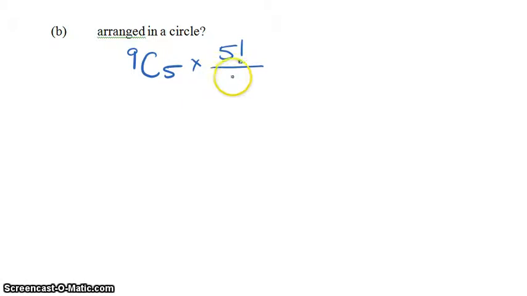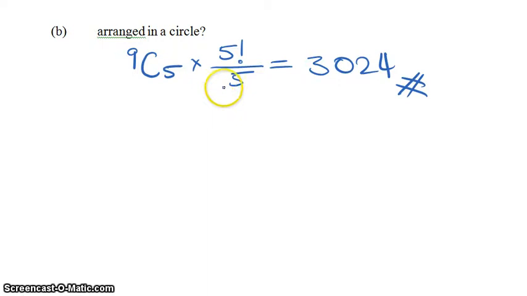However, because it's in a circle, I have to divide through by 5. And this gives me 3,024. You may be wondering why I divide through by 5. It's because for each circular permutation, there are 5 that look identical to it.